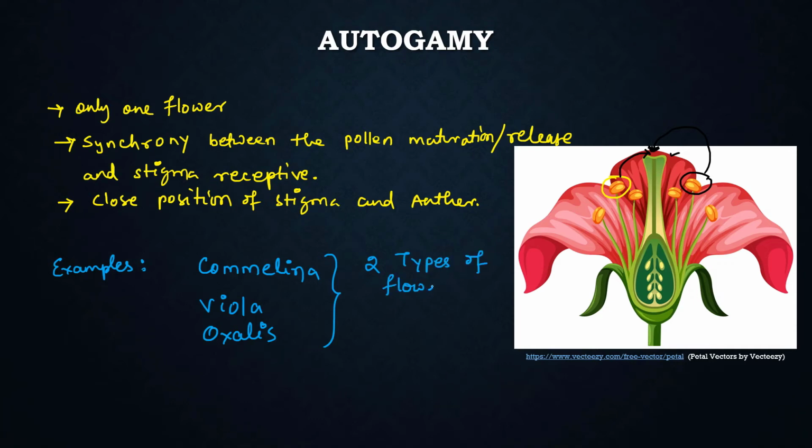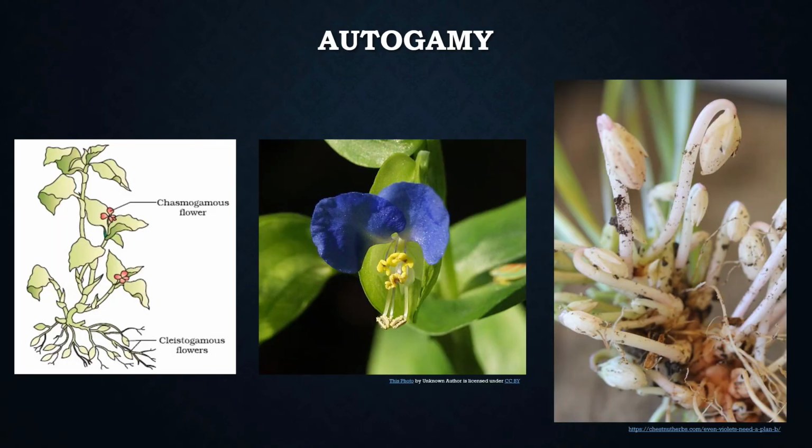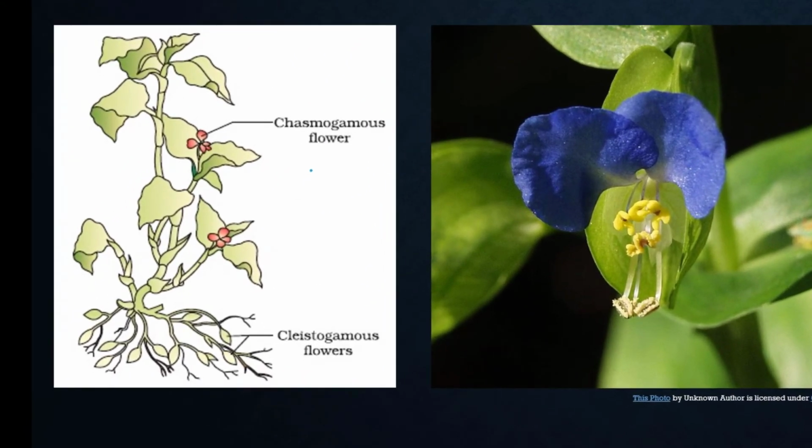And what are these two different types of flowers? One is called Clistogamous and the other is called Chasmogamous. So these are the two different types of flowers that these plants, Camelina, Viola and Oxalis, produce. Now what does it have to do with the concept that we are learning, autogamy? Let us see that in this particular image. As you can see here, this plant shows these two different types of flowers. One is called the Chasmogamous flower and the second the Clistogamous flower.